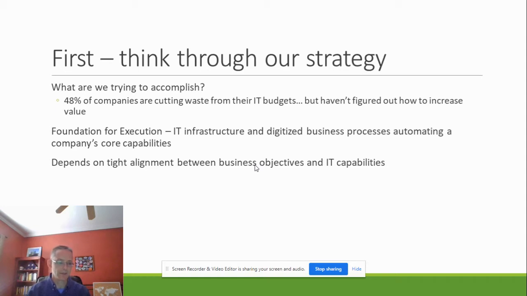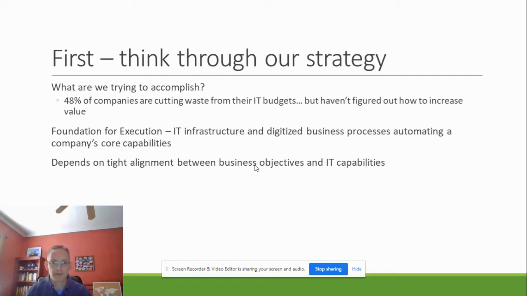A lot of times people think about their architecture as this, and then strategy is, now what are we going to go do? But what we're thinking about this week is how do you set up your entire infrastructure, your enterprise architecture, in a way that gives you the flexibility to be strategic with the company and to support that. 48% of the companies out there, when they come into problems or they're not moving in a strategic direction, are cutting waste from their IT budgets. They go to IT as a cost center. They haven't figured out how to increase value of IT, and that's what we're really trying to get through here.